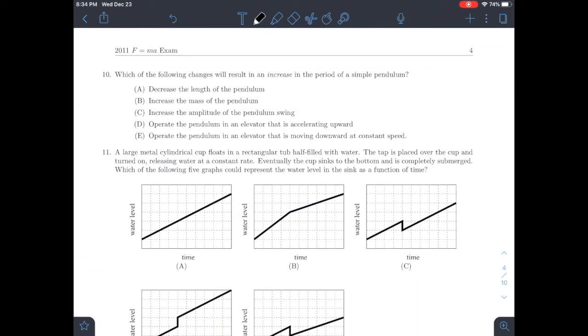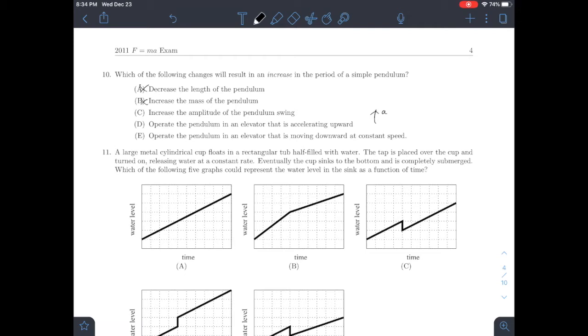So question number 10. Which of the following changes will result in an increase in the period of a simple pendulum? So let's see. Letter A, decrease the length of the pendulum, definitely not. B, increase the mass of the pendulum, doesn't contribute at all. C, increase the amplitude of the swing, probably not. Probably yes, because when the angle theta is bigger, probably it increases.